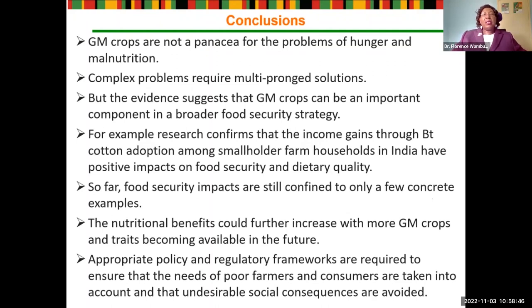So GM crops are not a panacea for the problem of hunger and malnutrition. I'm very, very pleased to see our president started by bringing fertilizer. GM crops, he did not say GM crops is gonna solve the problem. He said, first we need fertilizer. He said, we are going to increase irrigation. Then we are going to use the technology. That's common sense. That's the way India got a green revolution.